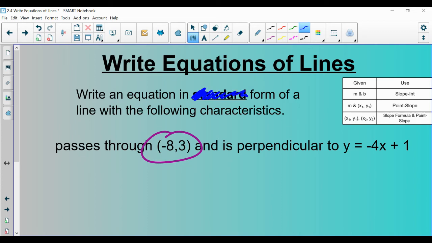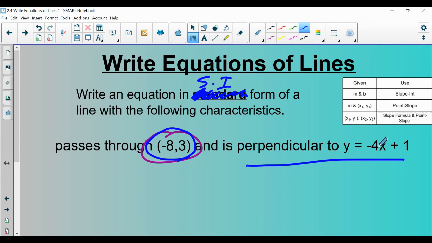So I'm going to write an equation in slope-intercept form that passes through this point, negative 8, 3, that's perpendicular to this line. Remember, perpendicular slopes are opposite reciprocals of each other.